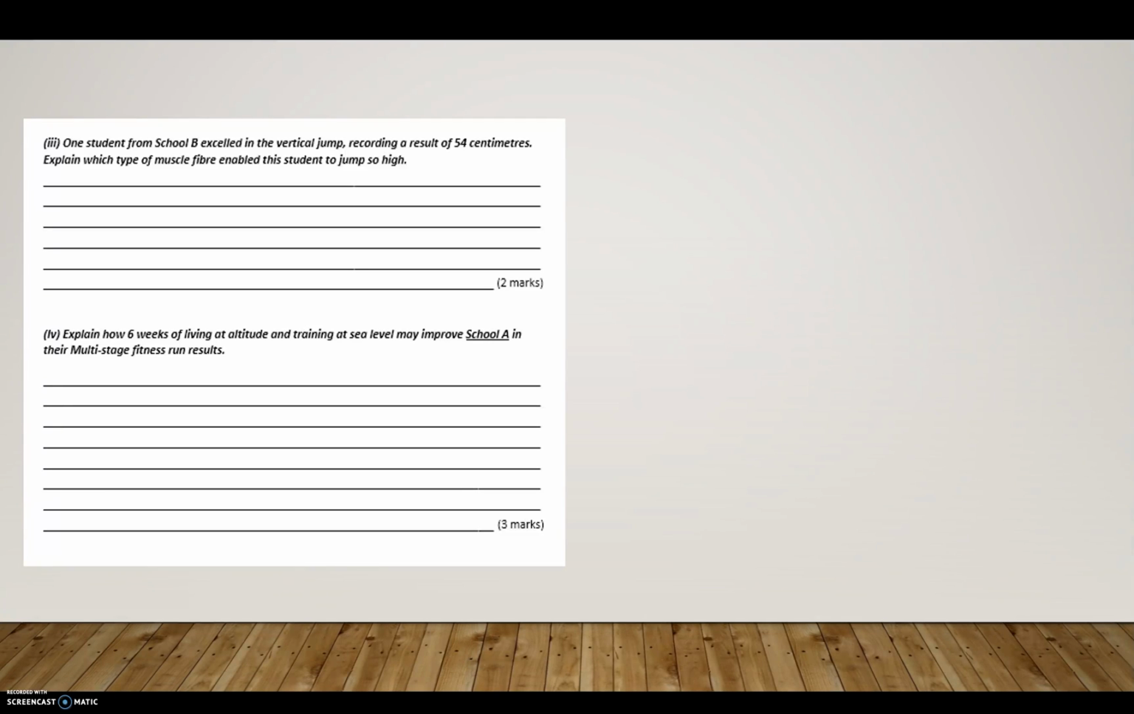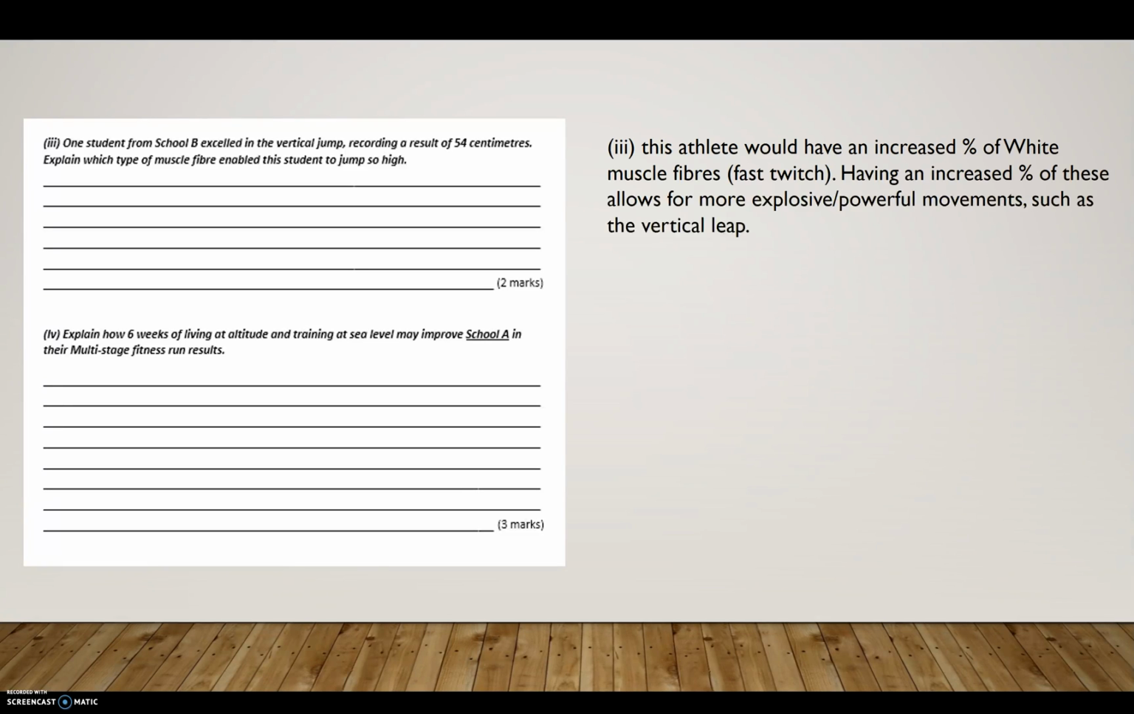So the third part of that question. One student from school B excelled in the vertical jump, recording a result of 54 centimetres. Explain which type of muscle fibre enabled the student to jump so high. I think everyone bar one person got this right. So that was looking at an increase of white muscle fibres, so fast twitch, and then explaining what that does. So having an increased percentage of these allows for more explosive or powerful movements, such as a vertical leap.